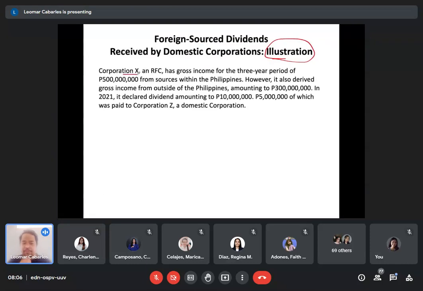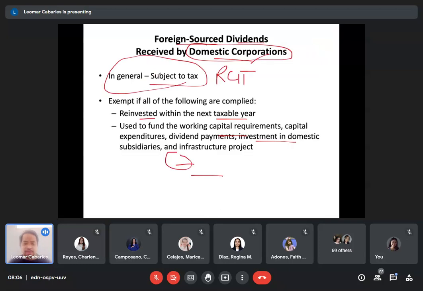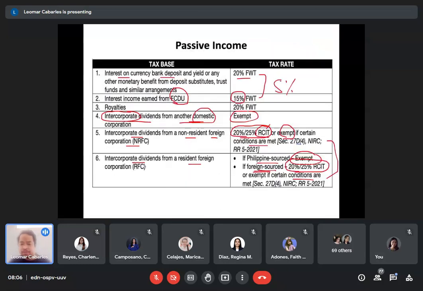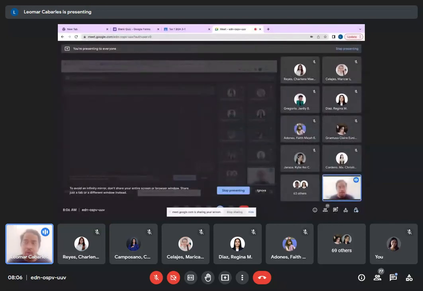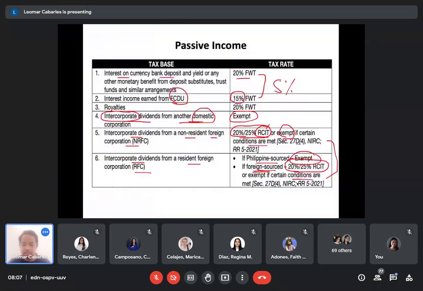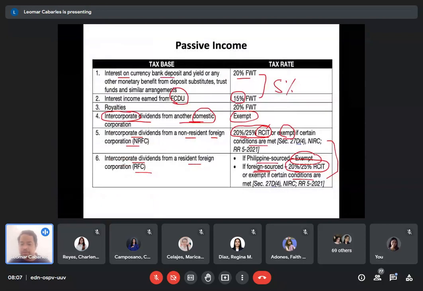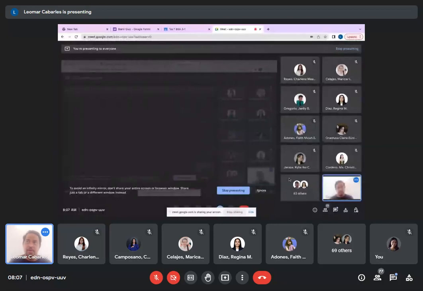So, Corporation X, okay? Non-resident, sorry, isa daw siyang resident foreign corporation. So let me just repeat, no? Kung galing yan sa resident foreign corp, kung Philippine source, exempt yan. Okay? Pag Philippine source, exempt siya. And there are no conditions that need to be complied with. Automatic, pag Philippine source, exempt yung dividend. Okay? Pag foreign source, may exempt lang kung yung conditions are met. However, otherwise, subject siya to regular corporate income tax.